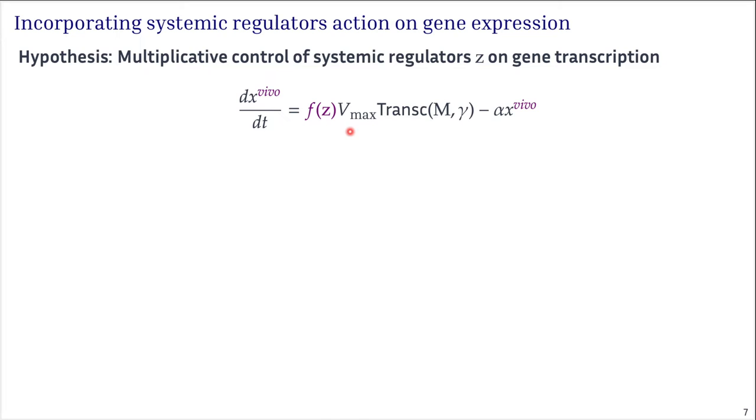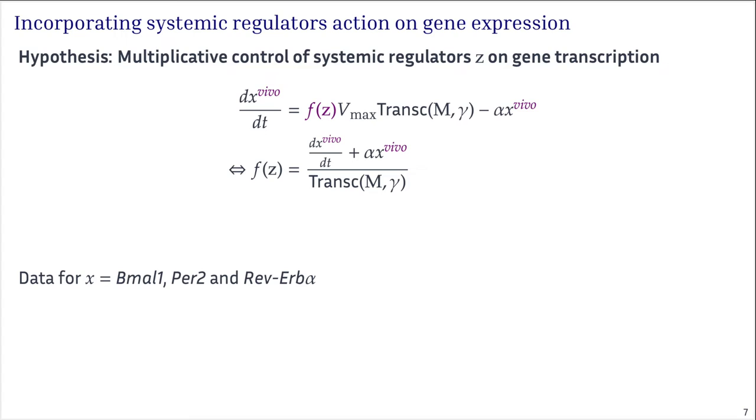We still have the cellular contribution that I just presented, but now the action of regulators on gene transcription is captured by this unknown function F. F will represent what the regulators involved are and with what magnitude. Using this expression, we are able to derive an analytic form for the unknown function F. And this can be done for all clock genes where we have data, namely BMAL1, PER2, and reverb alpha.